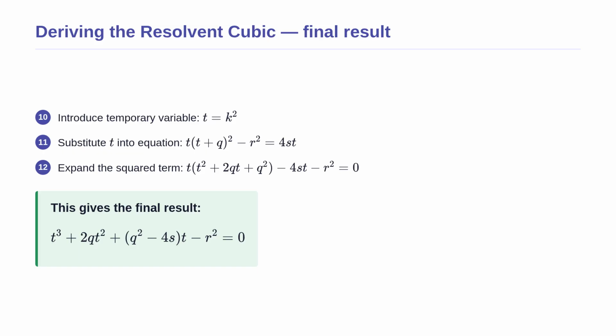Finally, we expand the squared binomial and multiply everything out. Grouping the terms gives us our final result, the standard third-degree polynomial equation known as the resolvent cubic. We have successfully proven the formula we used earlier.